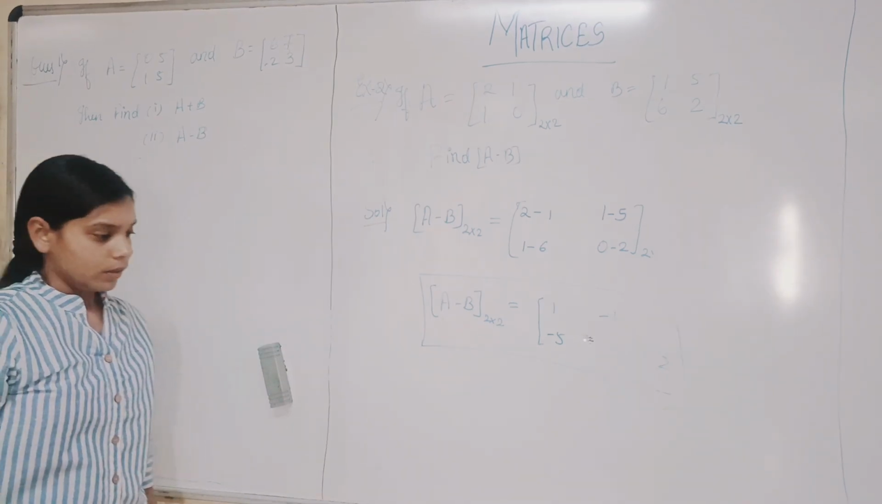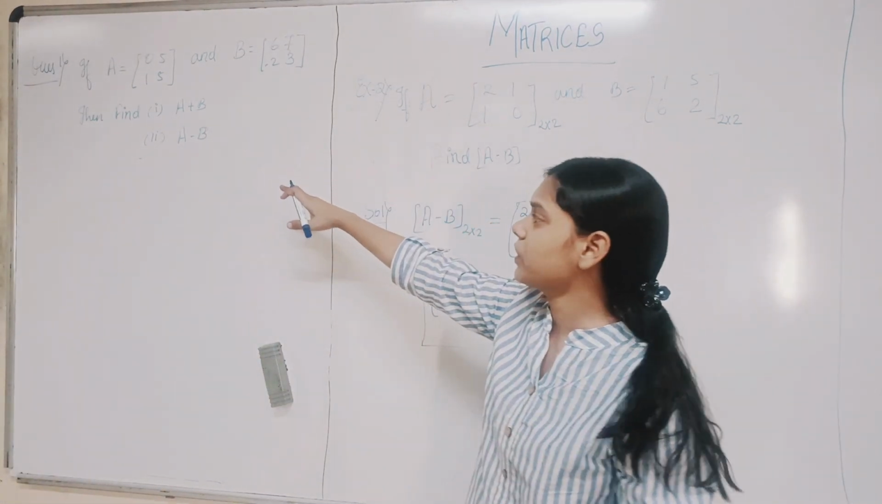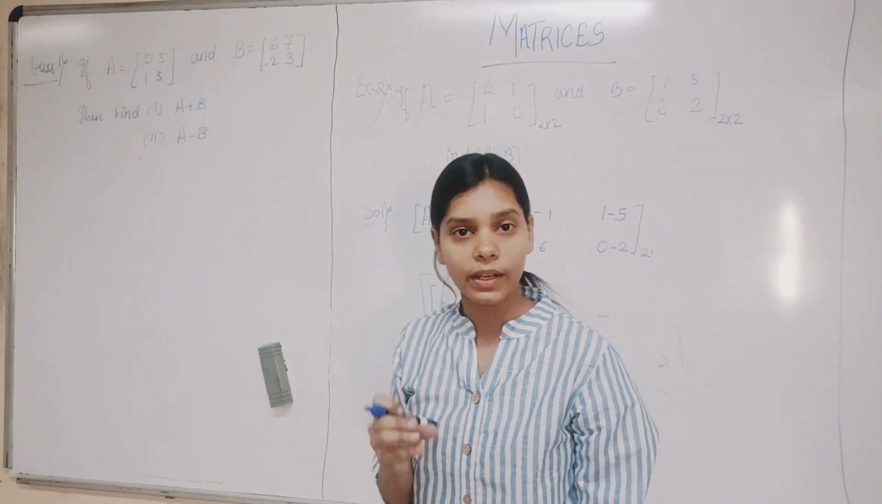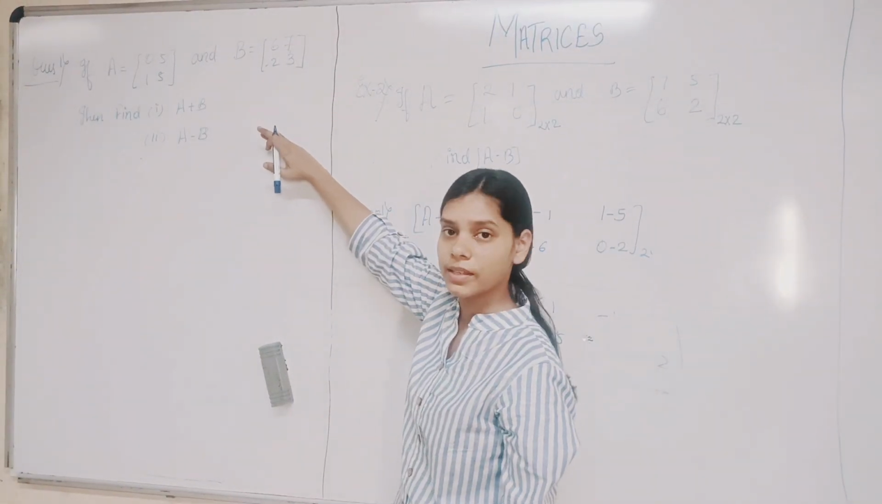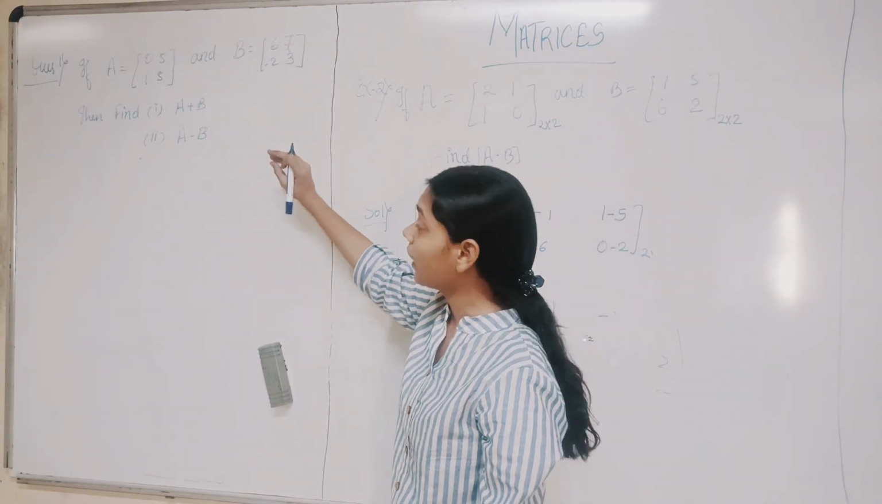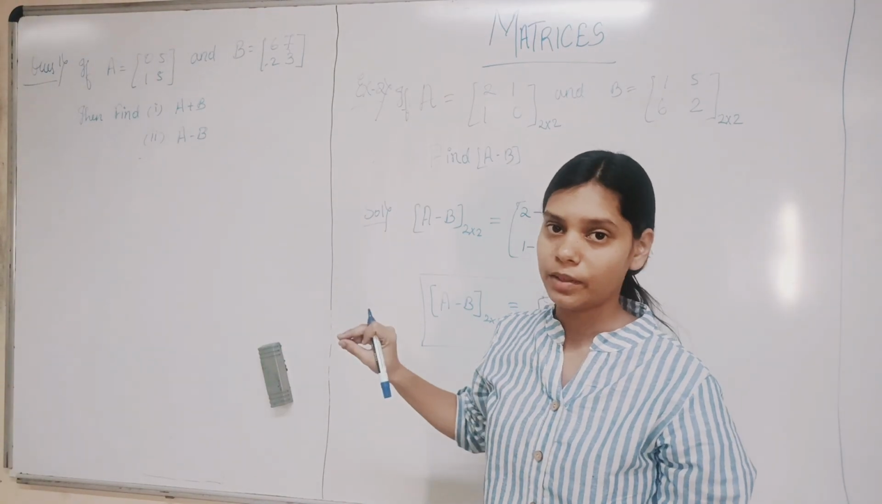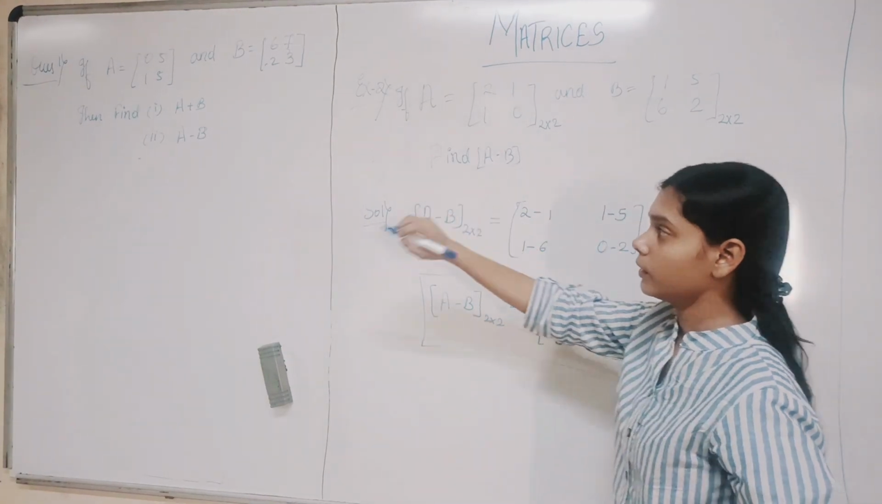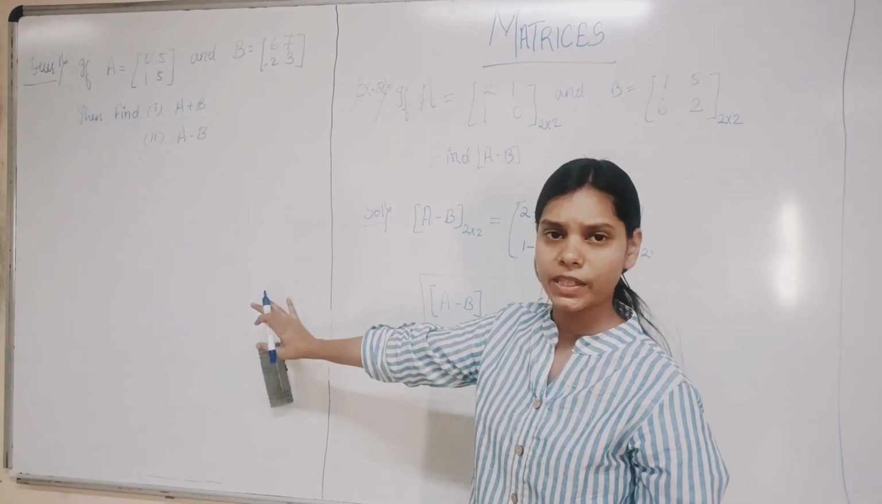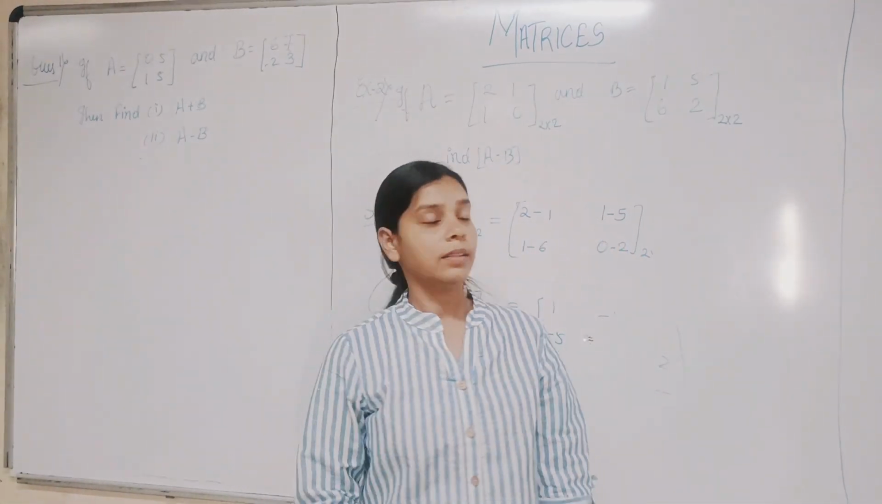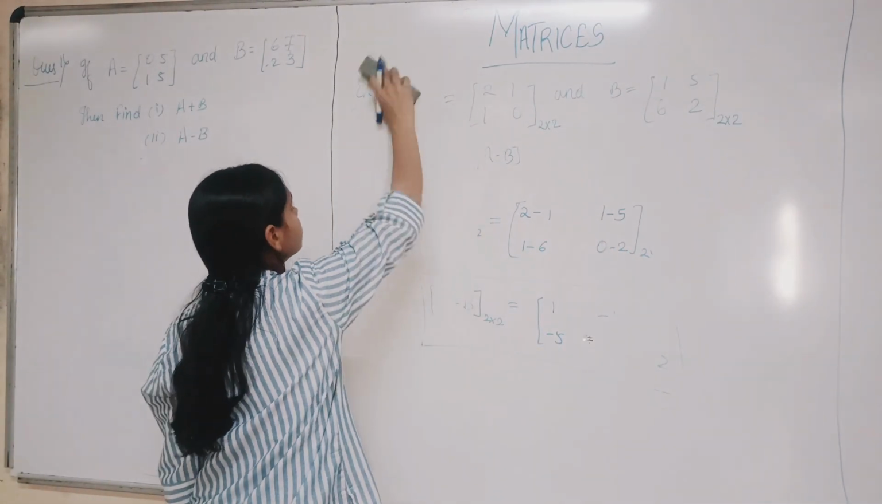This question is similar to the question which is already explained. So we add two matrices and we subtract the second matrix. So this is the question for your homework, half a page I think, and after that note it down.